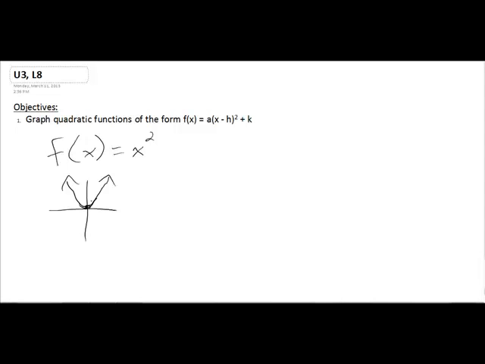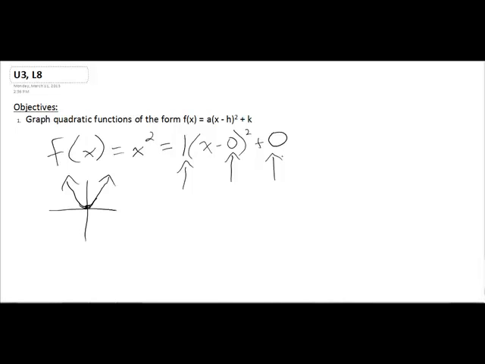Well, when we start adding in these a's and h's and k's, it's just going to move this thing around. Notice that I could write this as 1 times (x minus 0) squared plus 0. What I've done is taken this basic parabola, y equals x squared, and written it in this format where a is equal to 1, h is equal to 0, and k is equal to 0. What these things mean is they tell you specifically how to move it.